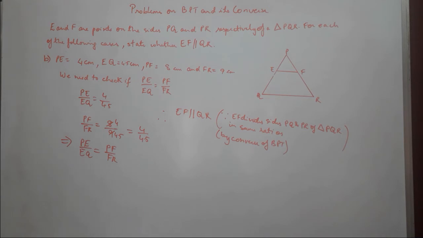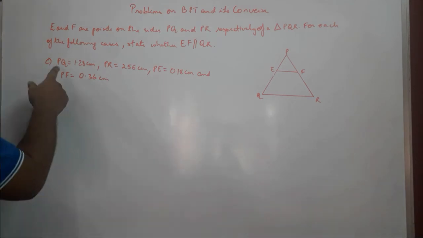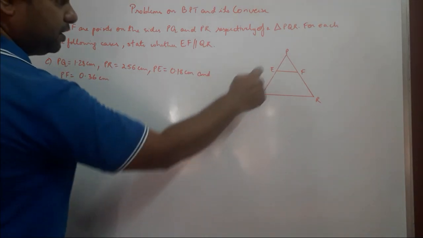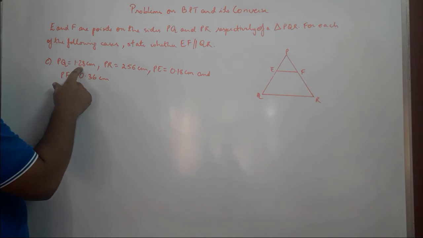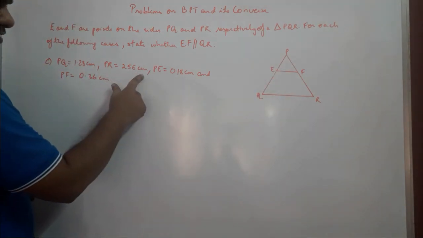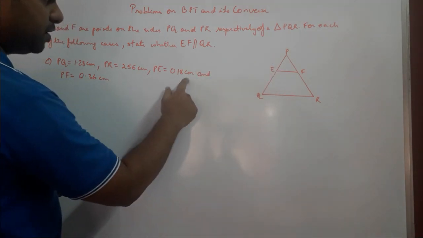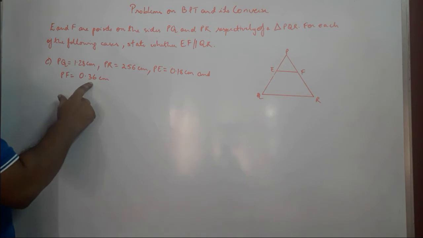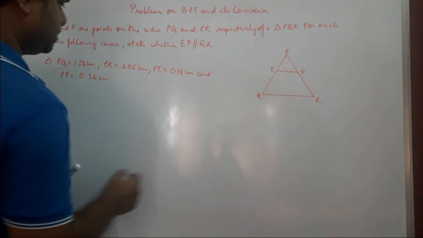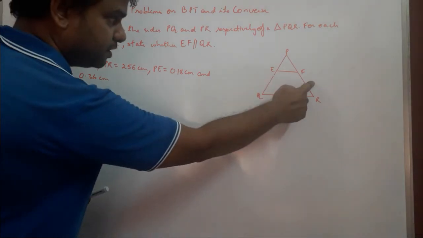I will take one last question based on this. Okay, so this time we are given PQ is equal to 1.28 centimeters, PR equal to 2.56 centimeters, PE is equal to 0.18 centimeters, PF is equal to 0.36 centimeters. Now we have not been given EQ and FR.